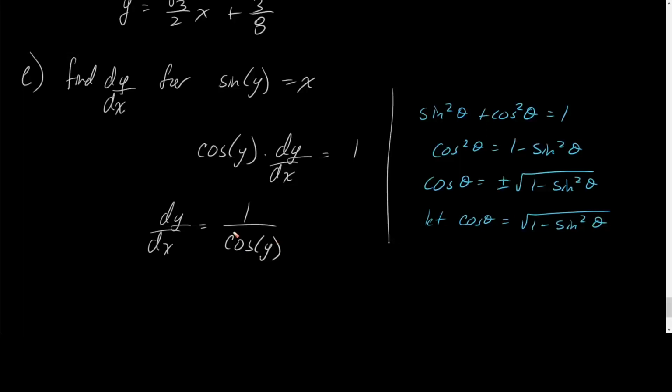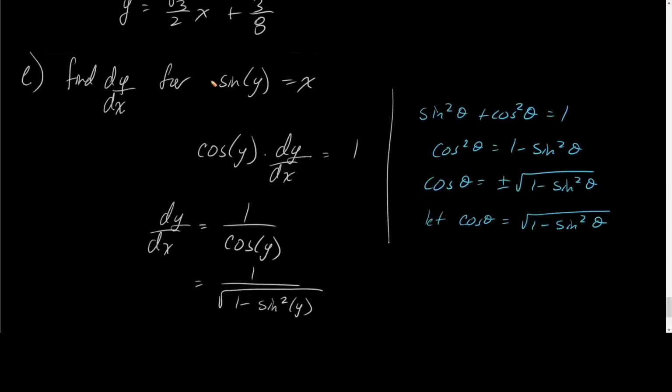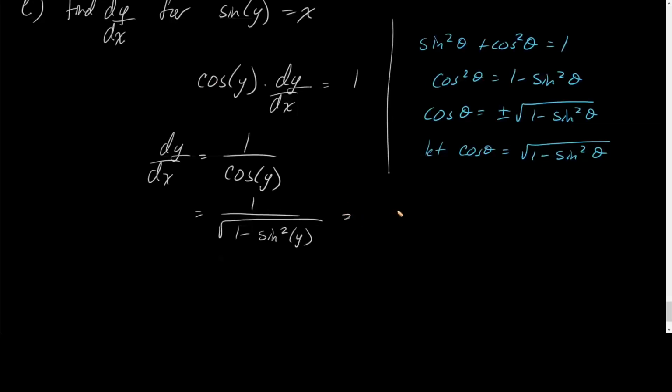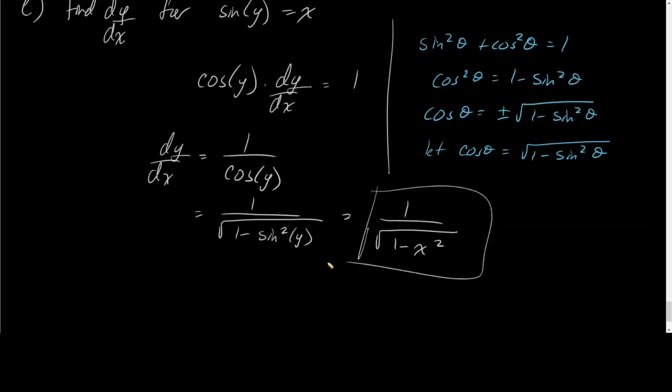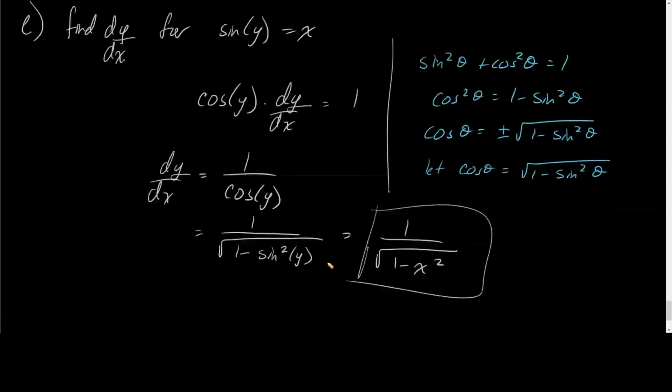So if we do that, cosine of y would be this idea, but instead of with thetas, with y's. So what we get here is 1 over the square root of 1 minus sine squared of y. But we know what sine of y was. Sine of y was x. So in here, this gives me 1 over the square root of 1 minus x squared. All right. So that's our dy dx. That's your final answer. All right. So that was E.